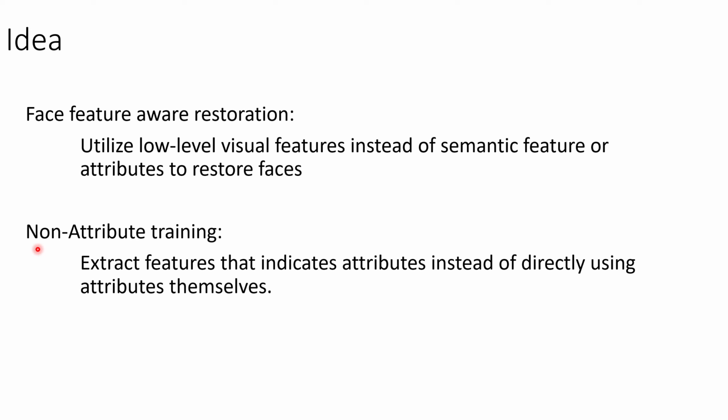And another idea is non-attribute training. We don't want to use attributes in training, so we extract features that are related to attributes instead of directly using attributes themselves, because attributes are hard to obtain sometimes. So we extract some features that might be related to them, and we see to what extent they are related, and we use these features for training instead of using these high-level attributes.